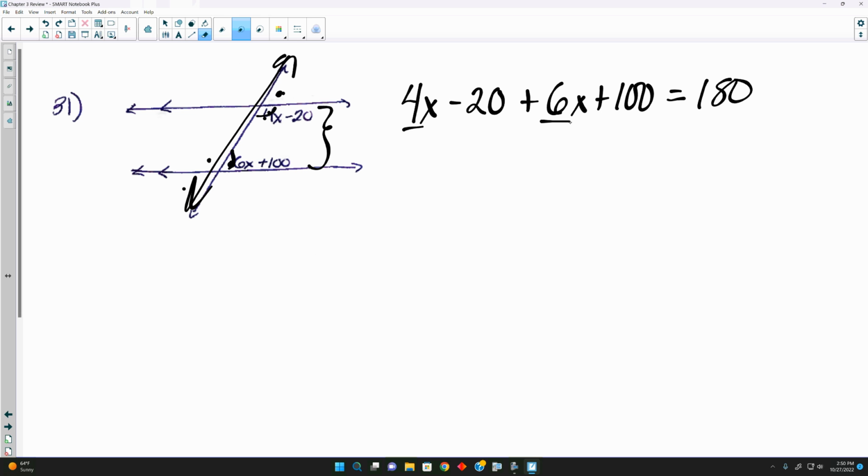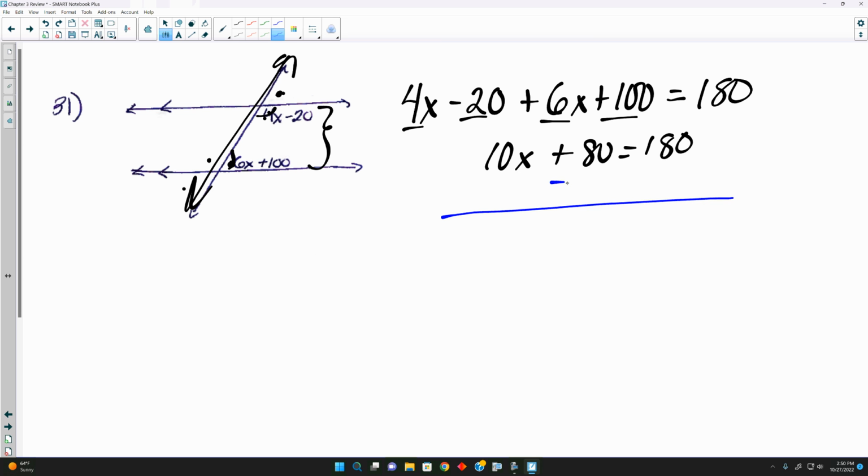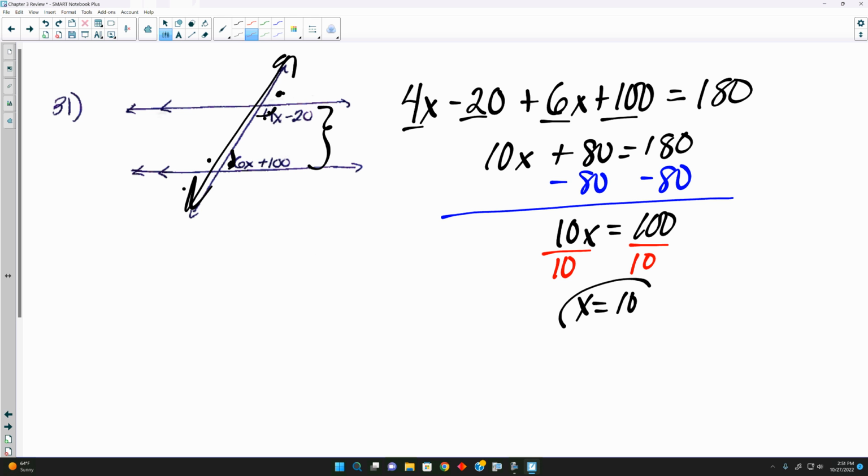Now we can combine like terms. 4x and 6x is 10x. Negative 20 plus 100 is plus 80, equal to 180. What can we do next? Subtract 80. Yes. 100 divided by 10 is 10.